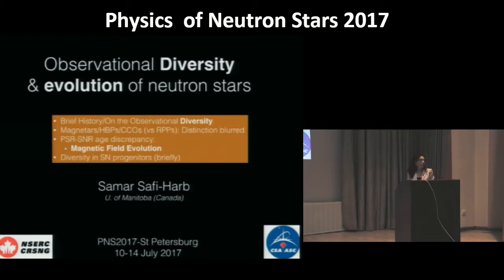And then I'll focus on the subclasses of neutron stars which have extreme magnetic fields, extreme in comparison to the Crab pulsar, namely magnetars, high B radio pulsars, and central compact objects, or CCOs. And then I'll highlight the growing body of evidence from observations that this distinction is blurred and that we can probably explain it, even with the help of supernova remnants, by magnetic field evolution.